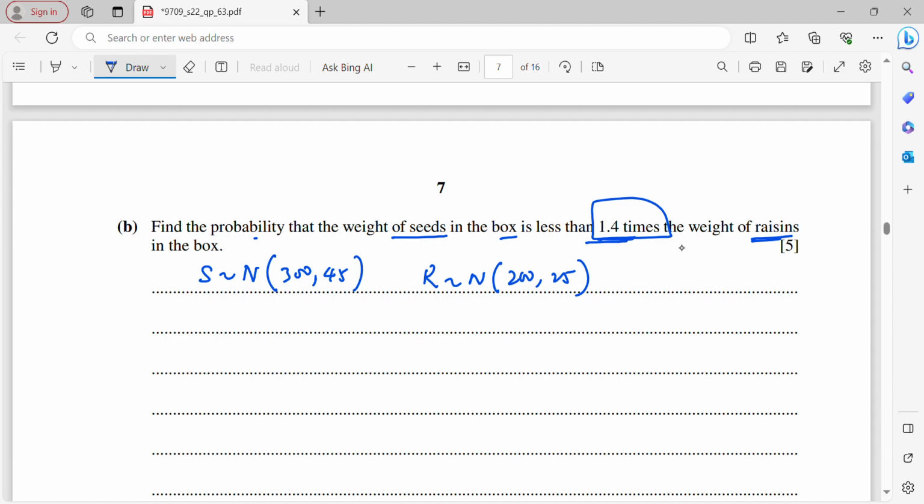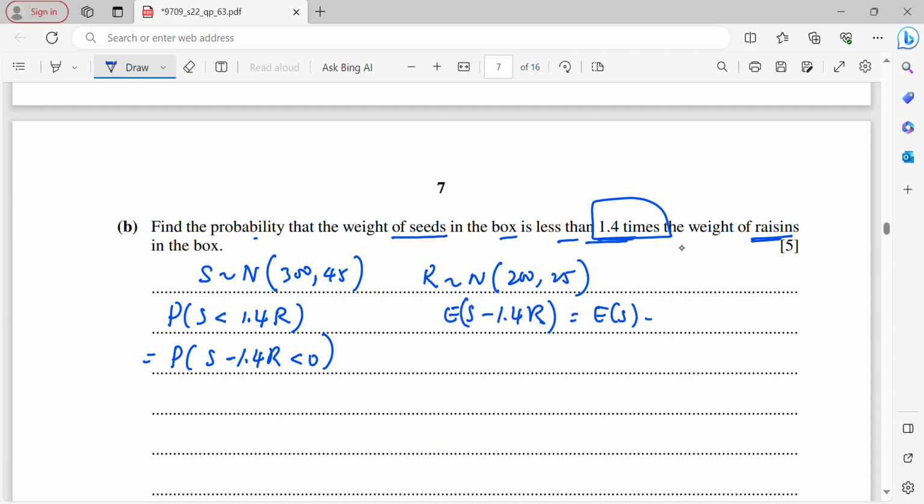Okay, now you need to count P(S less than 1.4 times R). That means now you need to count S minus 1.4R less than 0. This is the probability that you need to find, which means now I need to get the distribution for S minus 1.4R. So for S minus 1.4R, the mean is going to be E(S) minus 1.4 E(R). So I will get 300 minus 1.4 times 200, which is going to be 20.